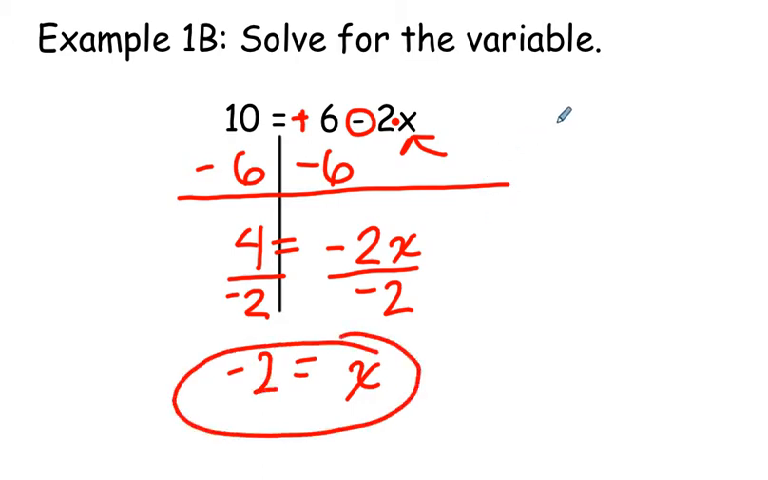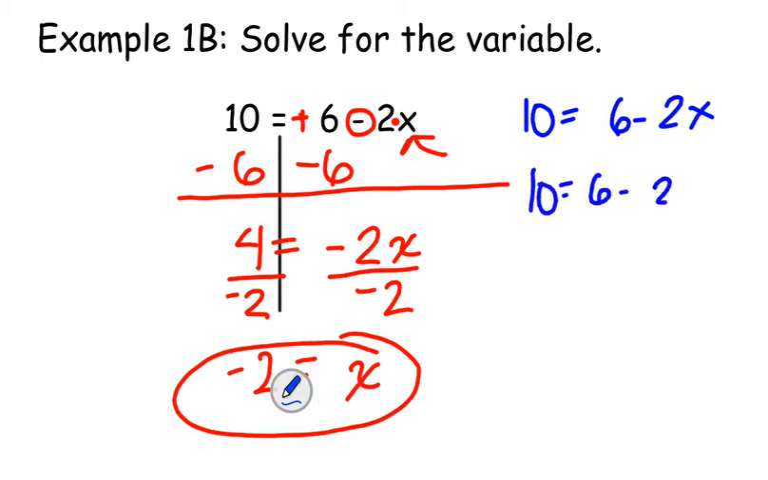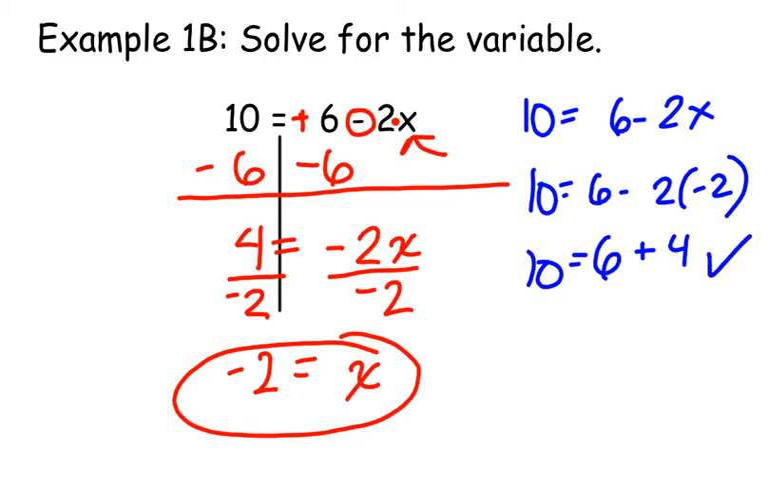To check and see if this makes sense, you can plug it back in. So you have 10 equals 6 minus 2x. We're saying that x is equal to negative 2, so let's see if that makes sense. 6 minus 2 times negative 2 turns into 6 plus negative 2 times negative 2, which is 4. And that makes sense because 6 plus 4 is 10.